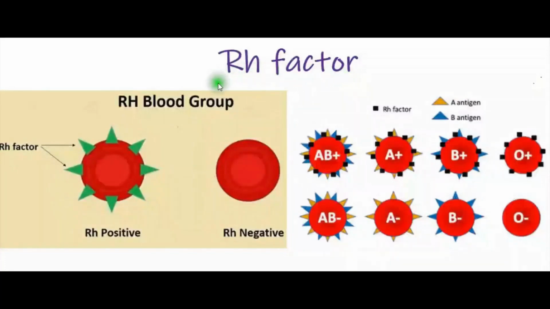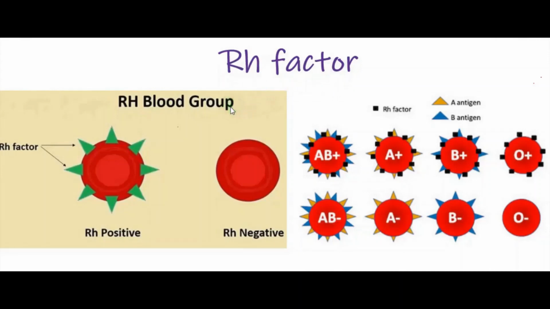RH factor is the next topic. This RH factor was discovered by two scientists, Landsteiner and Weiner, in 1940 in rhesus monkey. As it was discovered from the rhesus monkey, it is named rhesus factor, or RH factor.